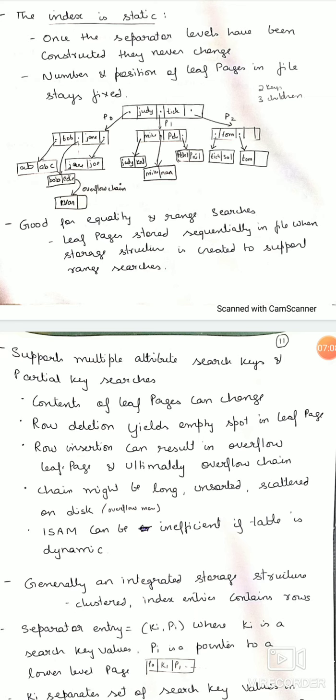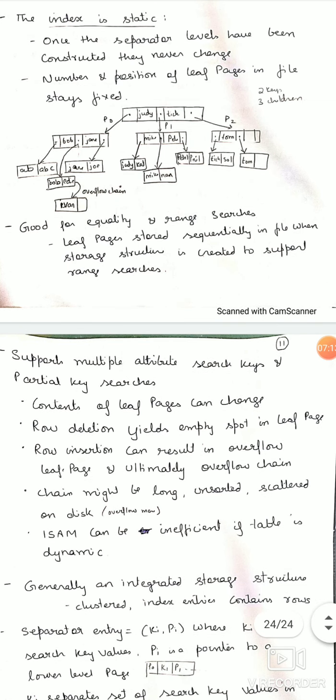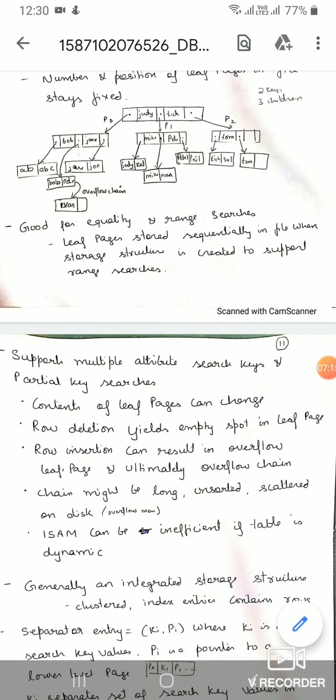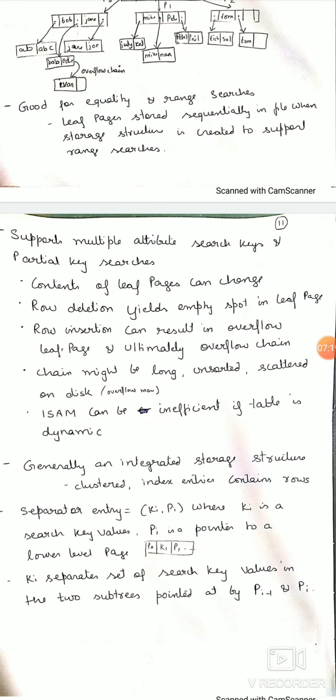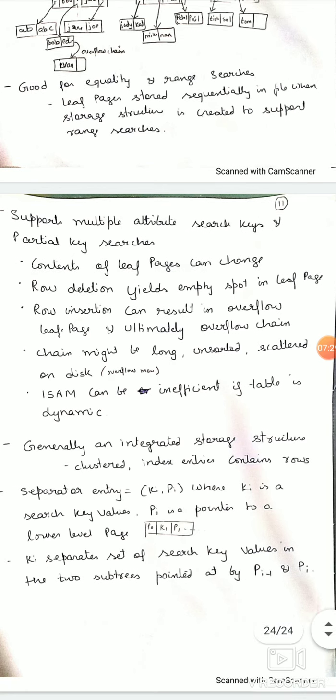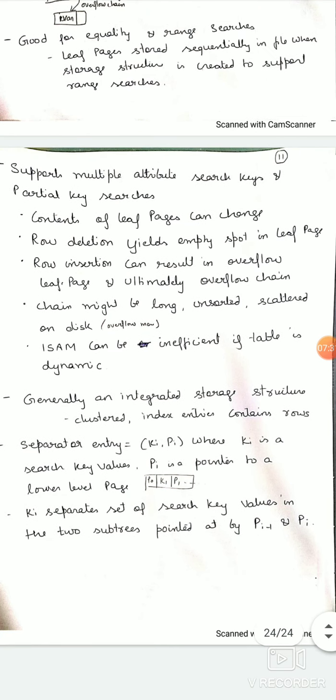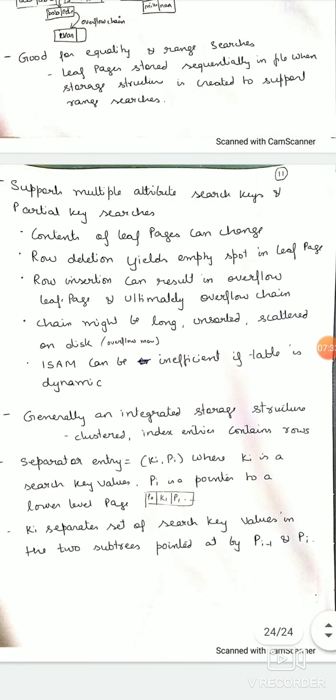Leaf pages are stored sequentially in the file when the storage structure is created to support range search. It supports multiple attribute search keys and partial key searches. With more than one key also you can search, or else a partial key also you can search for the particular record. In that, the contents of a leaf page can change.